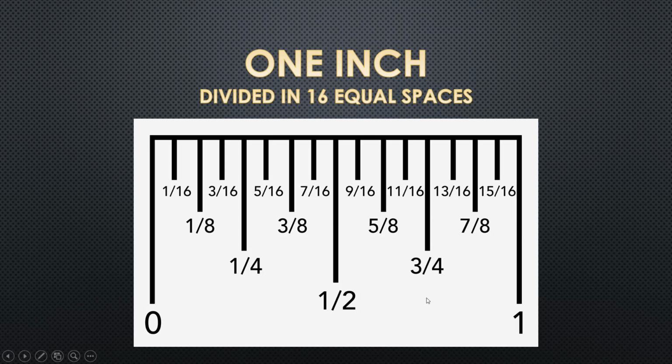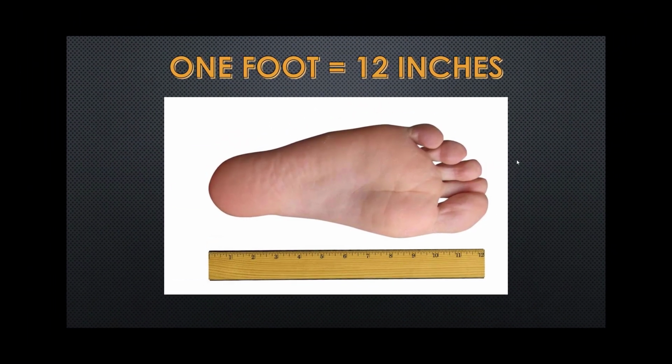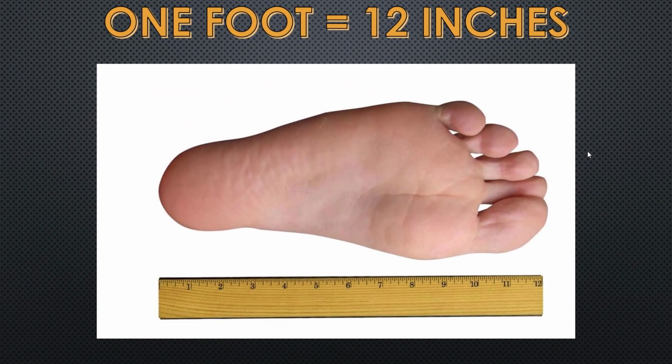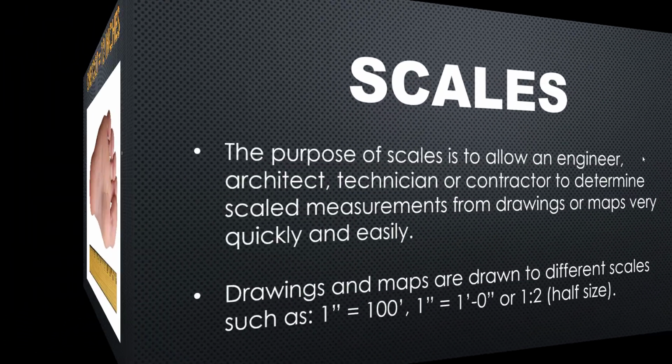It's not as easy to break decimals in halves. For example, half of 1 is 0.5, half of that is 0.25, half of that is 0.125, half of that can get a little tricky. And let's remember that 1 foot equals 12 inches.